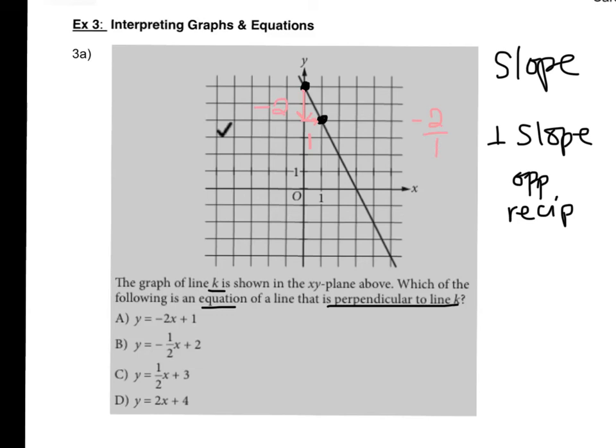To take the opposite reciprocal, we'll make it positive, and we're going to flip it, so it's 1 on top of 2. So that's the slope we're looking for in the new line. This is the slope in front of the x. It's not that one. It's not that one. It's this one. There's the positive 1/2 in front of the x for the slope.